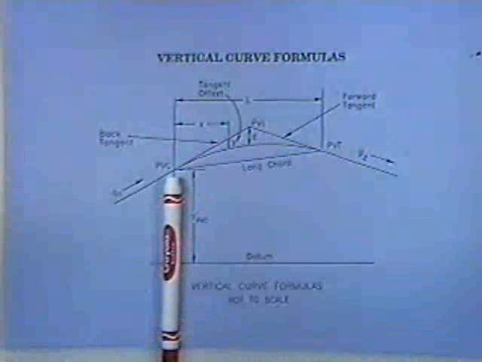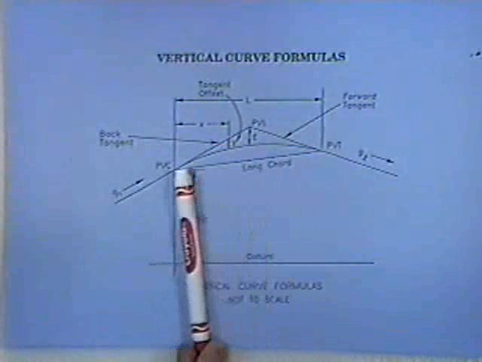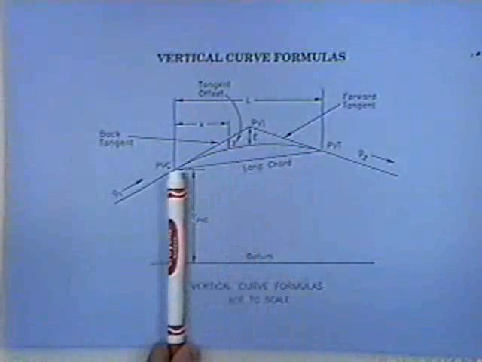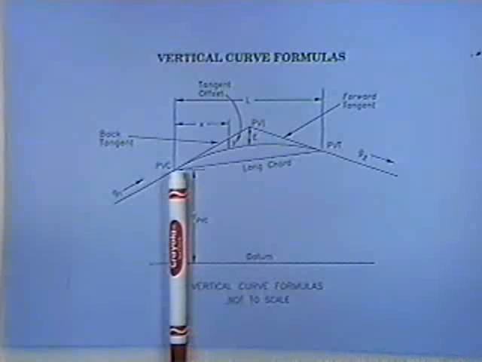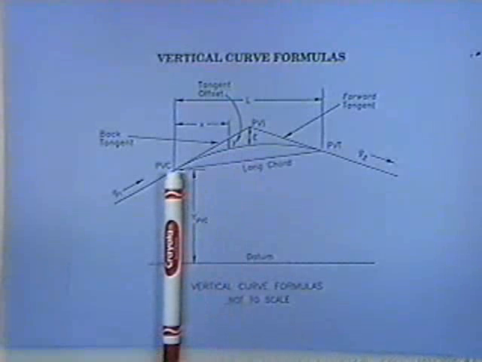just point out a couple of things there. We're talking about these horizontal distances from the PVC, that's where the vertical curve starts, to some point on the curve. This horizontal distance would be along a line here horizontally from the PVC. Okay. X sub m is where the minimum or maximum elevation point is along that particular curve. And we can compute where that value is.